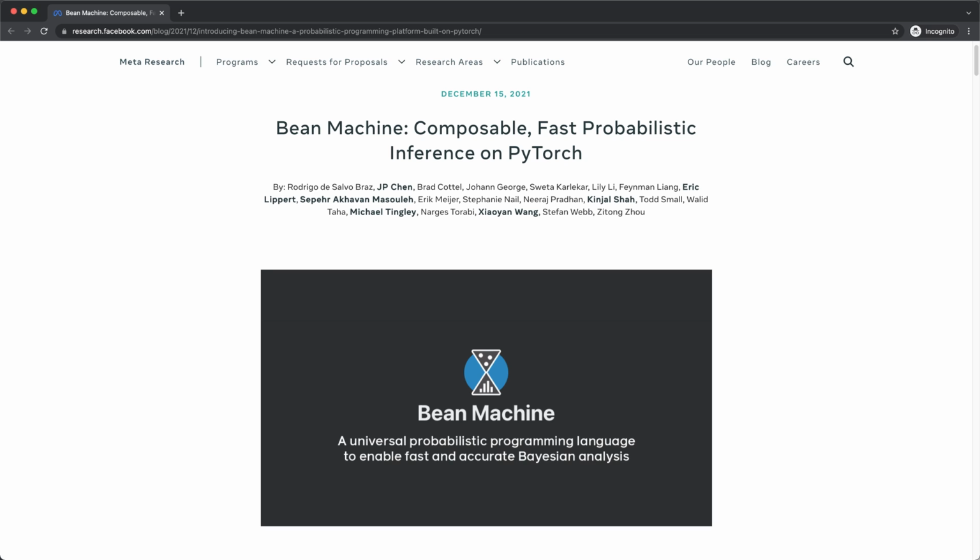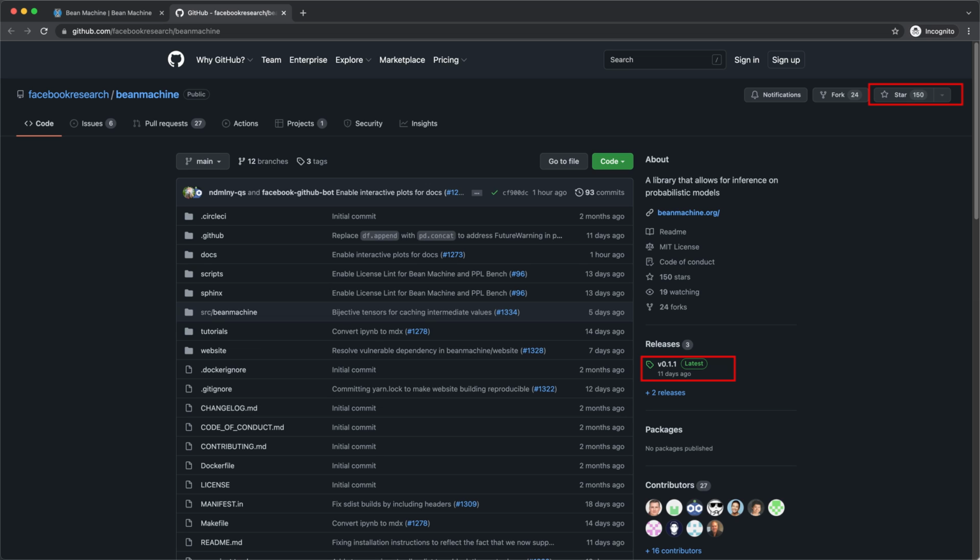Bean Machine was open sourced in late 2021 by Meta. While currently being in a beta stage, the community behind the project continues to grow and functionalities are constantly improving.